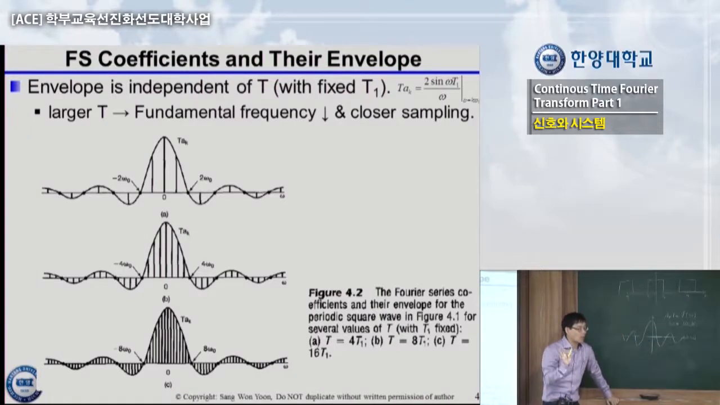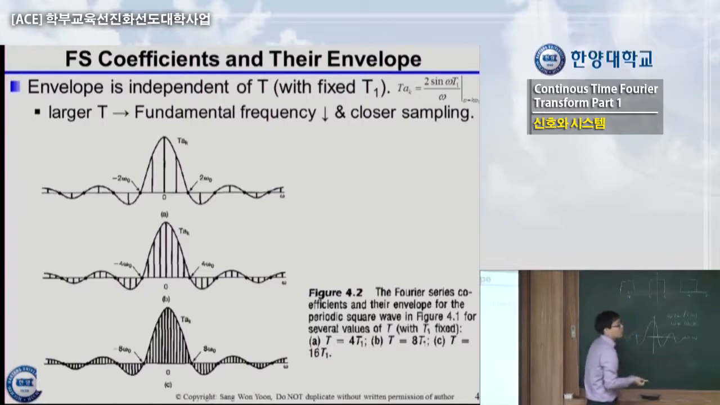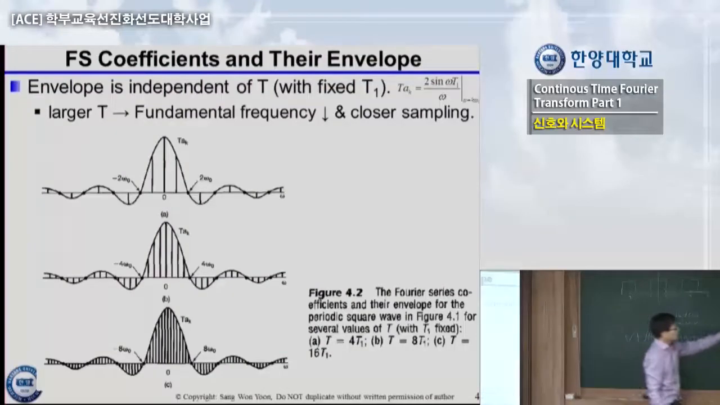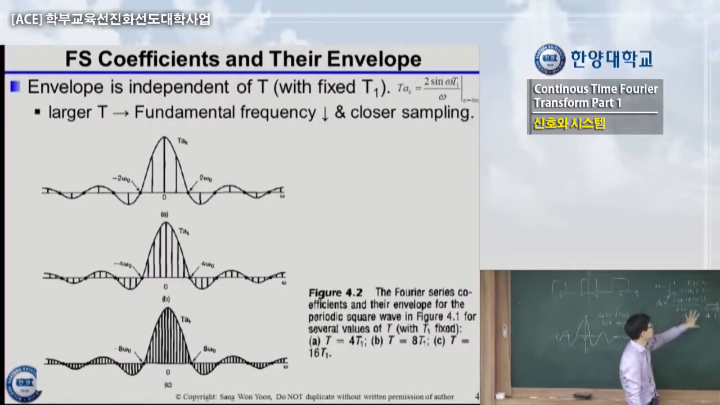I'm sorry, every omega_0. So omega_0 is what? This omega is omega_0, 2 omega_0, 3 omega_0, 4 omega_0. So say this amount is omega_0. We are picking values at this point, and 2 omega_0, 3 omega_0, 4 omega_0, 5 omega_0, 6 omega_0. So this one is a Fourier series coefficient.